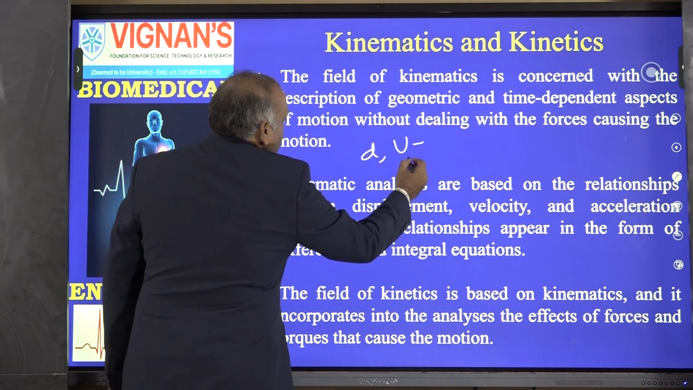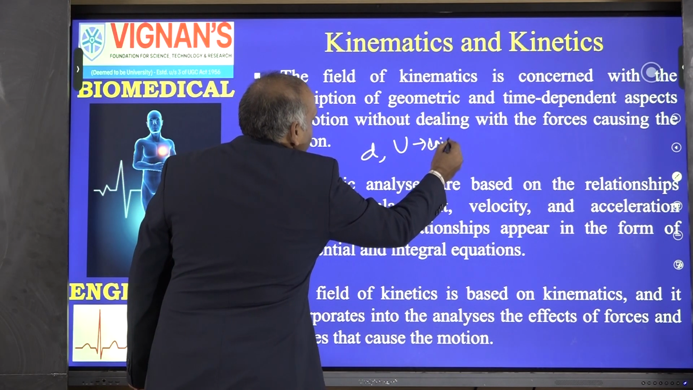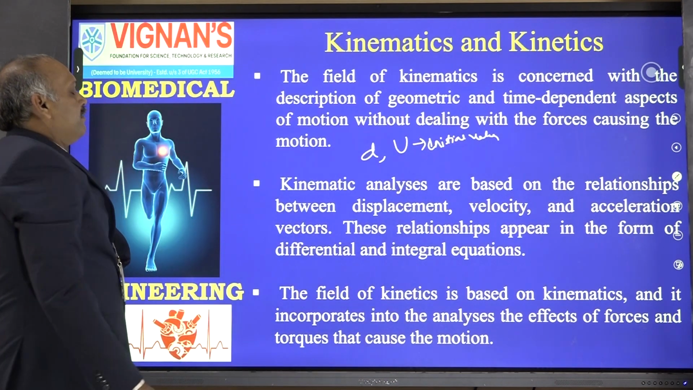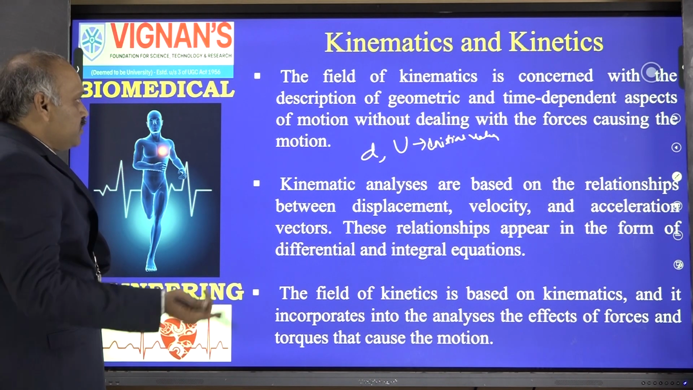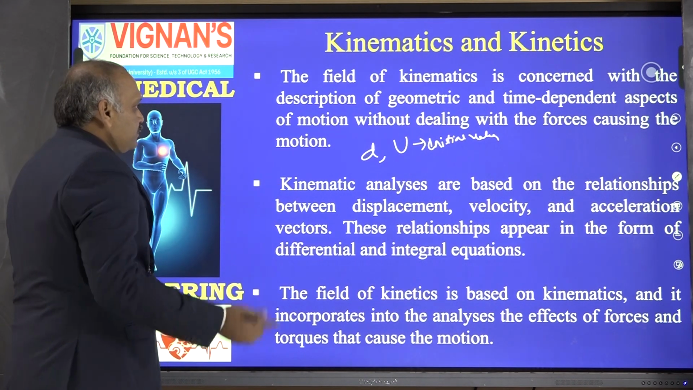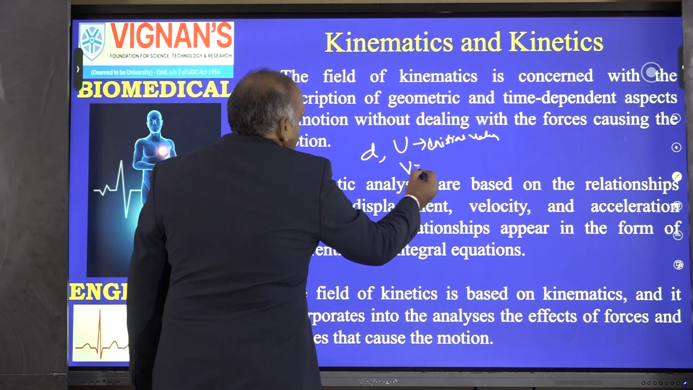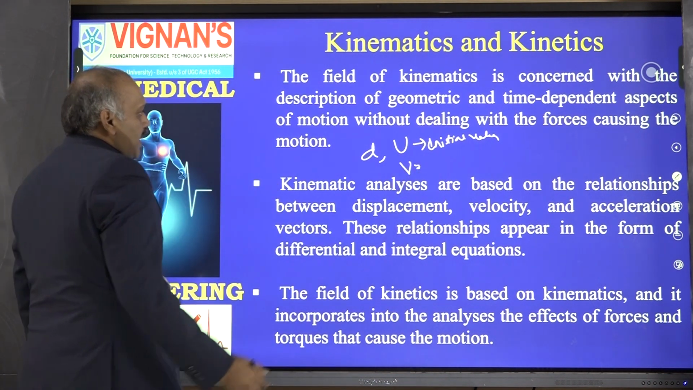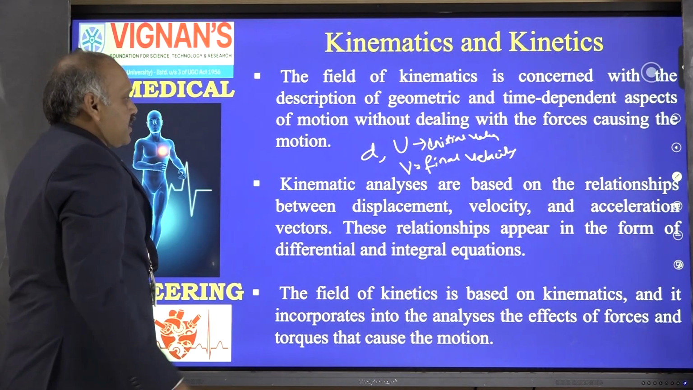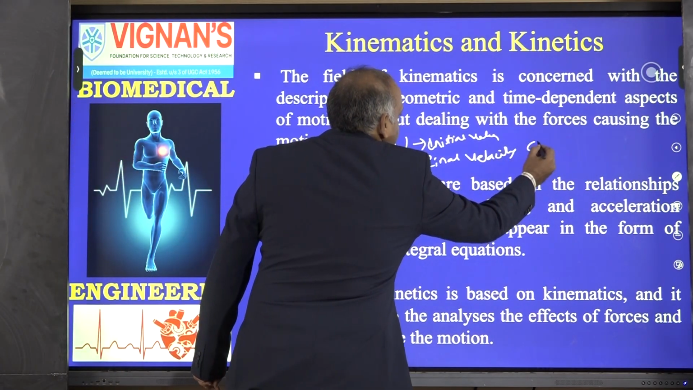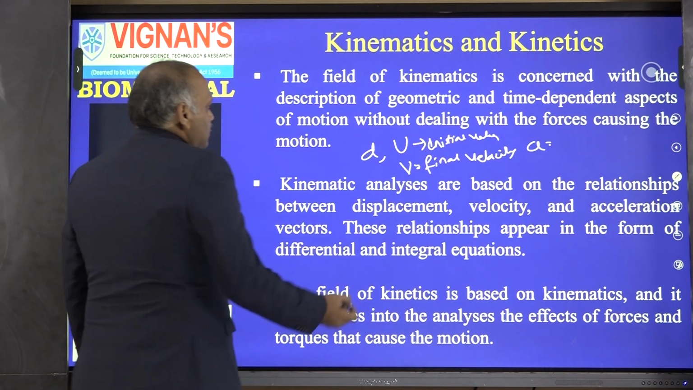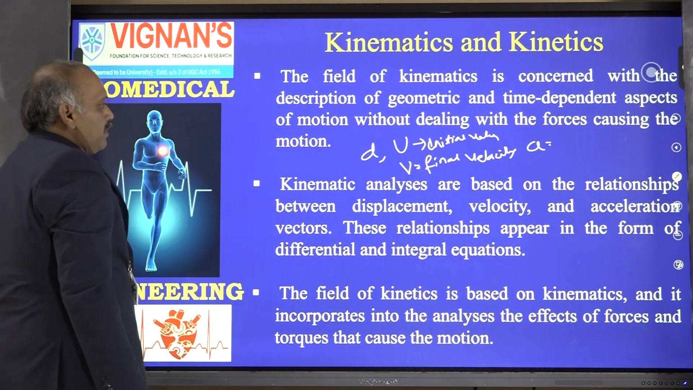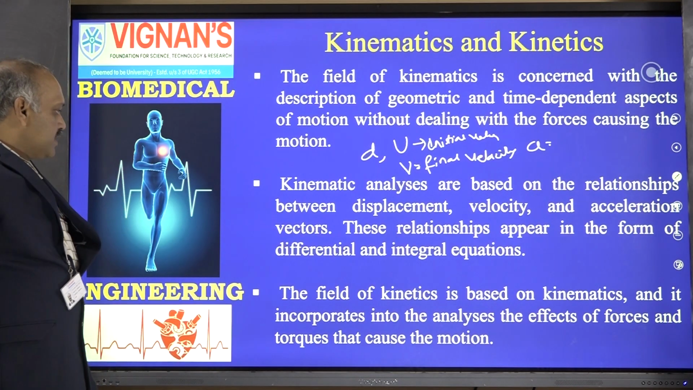The first letter is U, which may be the initial velocity. In most static biomechanics, the initial velocity is always equal to 0, but if we are considering any object which is in motion, that may not be 0. The nomenclature for the other is V, the final velocity, and the acceleration is the letter A. We are always going to identify the different relations between these four variables in the form of differential and integral equations.